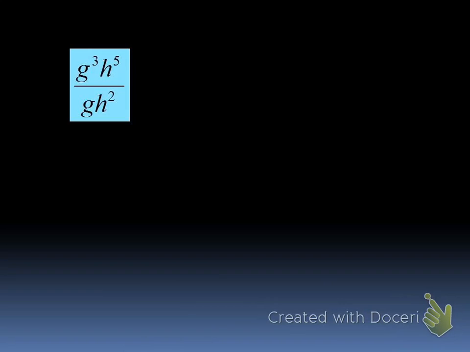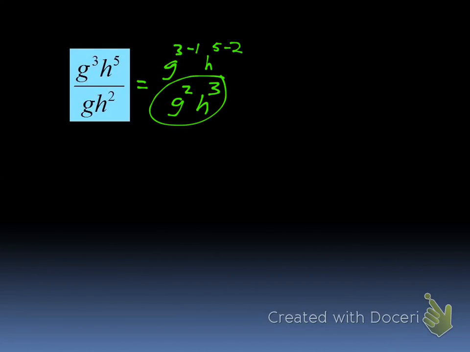I'm going to show all my work here first, just for the first one. So g is going to be the top exponent minus the bottom, so 3 minus 1. And then h is going to be h to the 5th minus 2. So 3 minus 1 gives us what? 2. 5 minus 2 gives you 3. That's simple: g squared, h cubed.